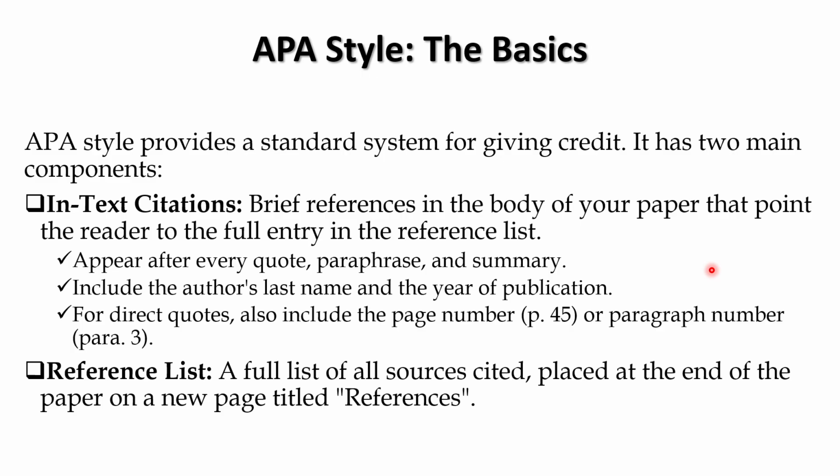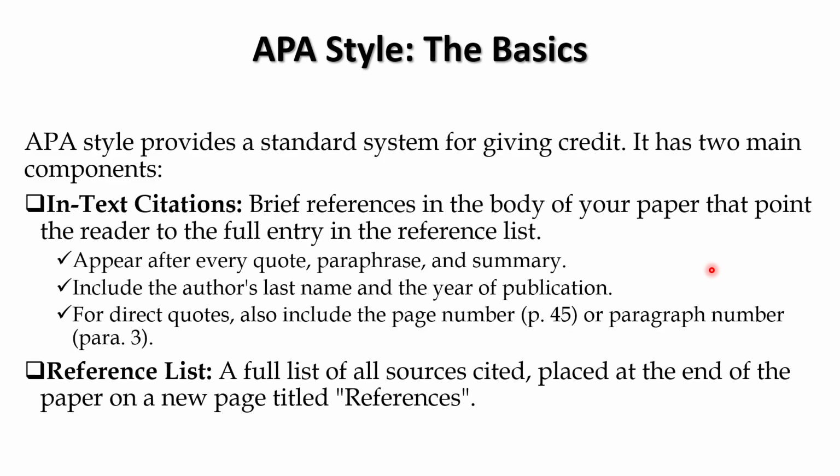First, in-text citations. These are brief references in the body of your paper that point the reader to the full entry in the reference list. They appear after every quote, paraphrase, summary, and synthesis, every time you use information from a source. In APA style, in-text citations typically include the author's last name and the year of publication. For direct quotes, you must also include the page number.